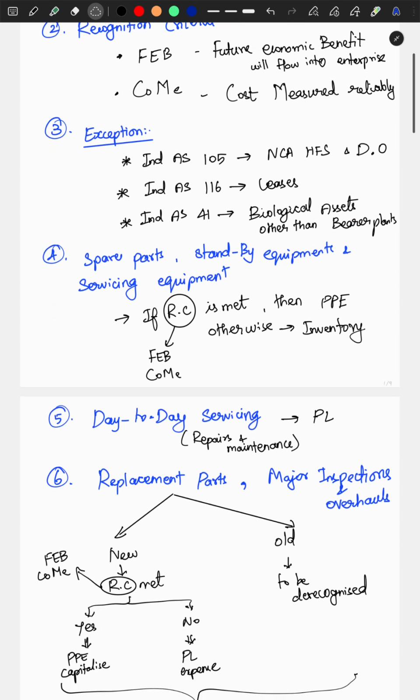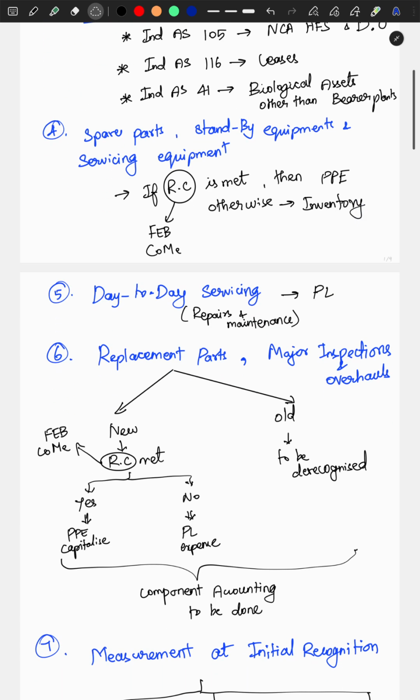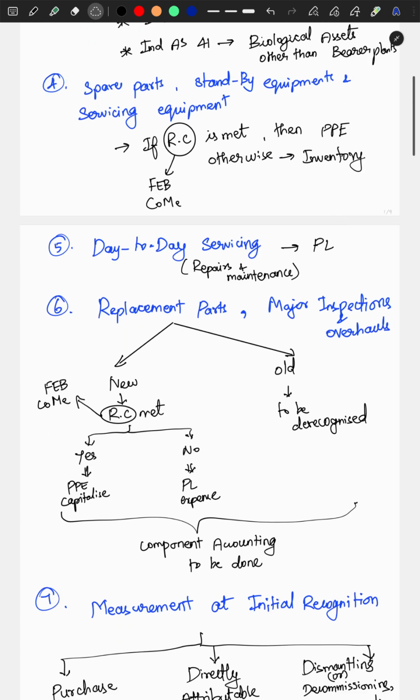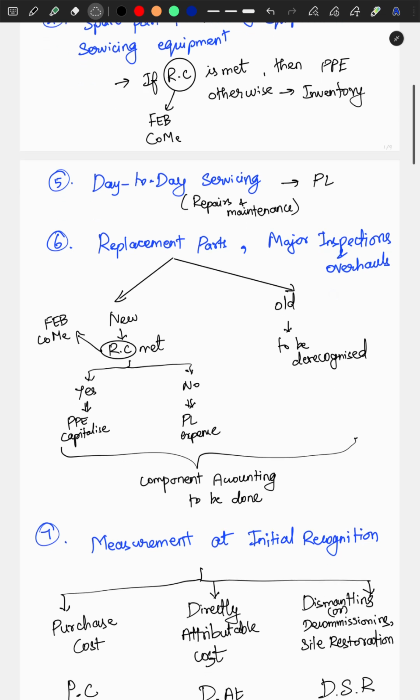Then spare parts, standby equipment and servicing equipment: if the recognition criteria are met, then PPE, otherwise it will be inventory only. The recognition criteria are the future economic benefits and cost measurement. Day-to-day servicing is transferred to P&L. Day-to-day servicing is all those repairs and maintenance.